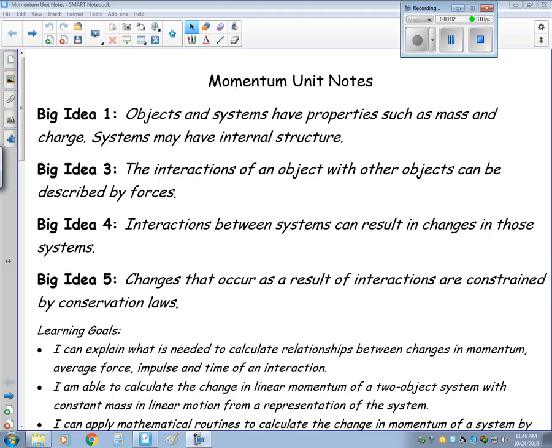This is the momentum unit, video 1. There is quite a lot to do with momentum. It's one of the bigger topics in physics. So we have our big idea 1.